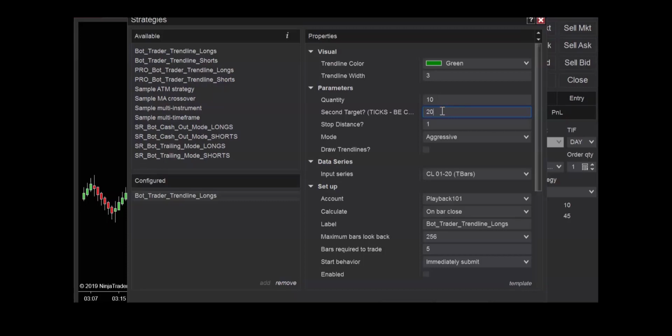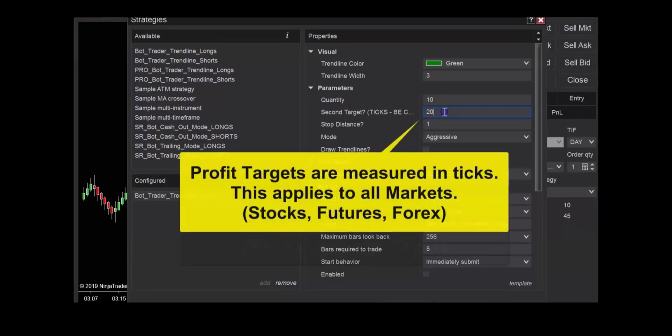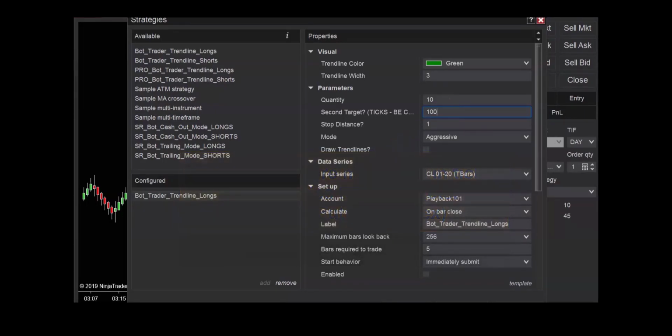This is very important. You want to select a profit target that is somewhat reasonable. Don't pick something outrageous like 5,000. Pick something reasonable like 100 ticks or 150 ticks, or something that you think is reasonable for your market. And the last thing you've got to select is the stop distance.